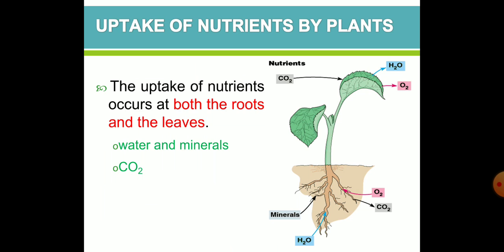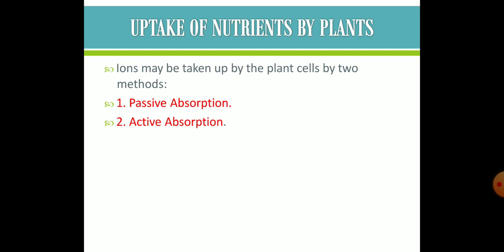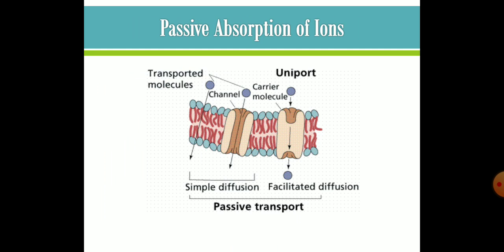This is how nutrients are taken up from the root to the leaf. Here the mineral, water, and even carbon dioxide are shown, and due to transpiration they are drawn out. For nutrient uptake in the plant cells and xylem, two different mechanisms were explained: the passive absorption mechanism and the active absorption mechanism.